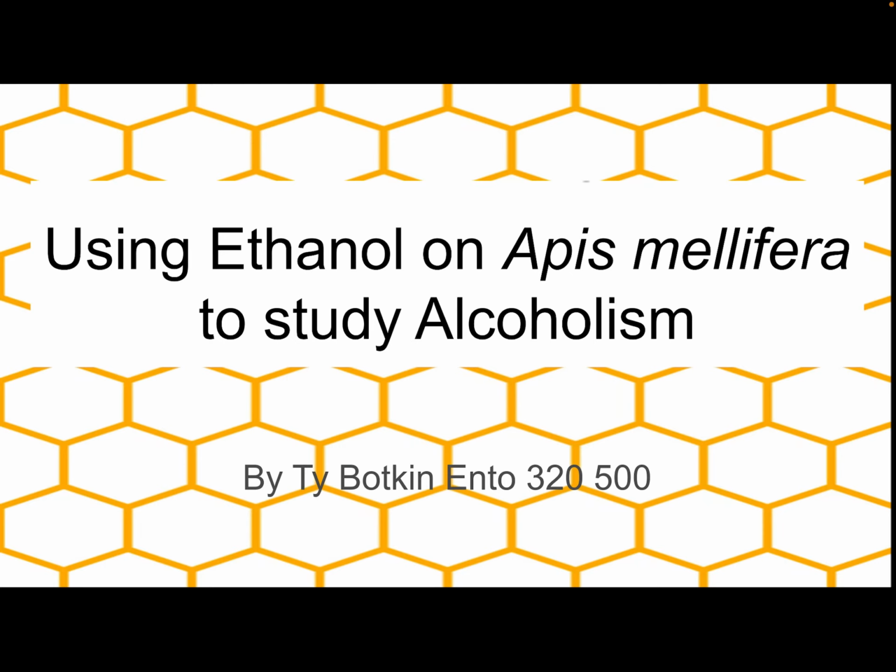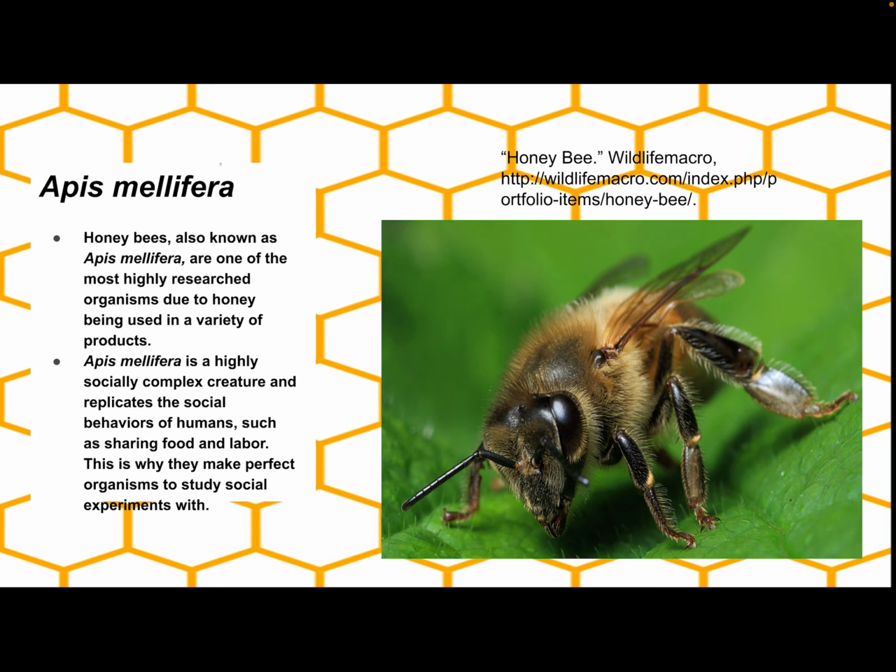First off, why use Apis mellifera? Honeybees, also known as Apis mellifera, are one of the most highly researched organisms due to honey being used in a variety of products. Apis mellifera is a highly socially complex creature and replicates the social behaviors of humans, such as sharing food and labor. This is why they make perfect organisms to study social experiments with.